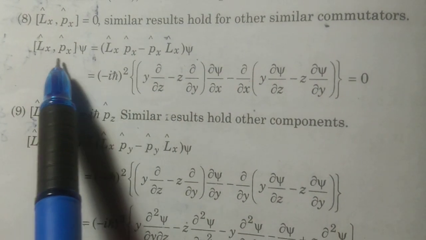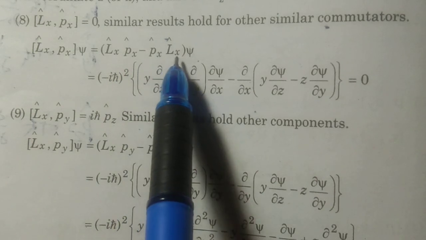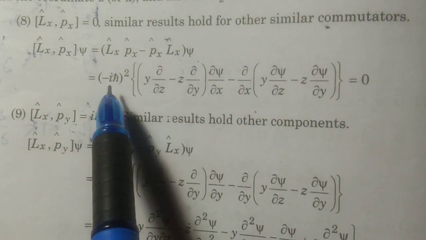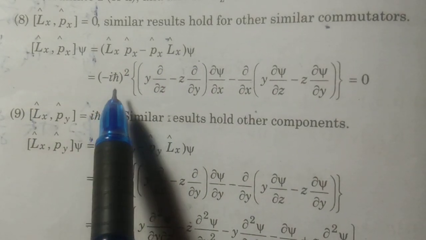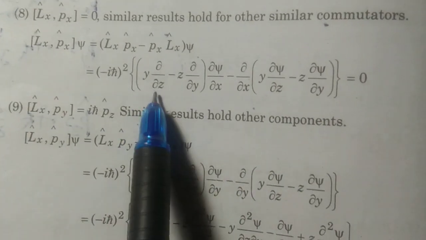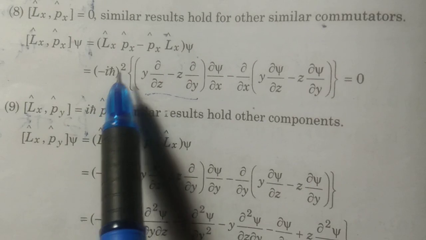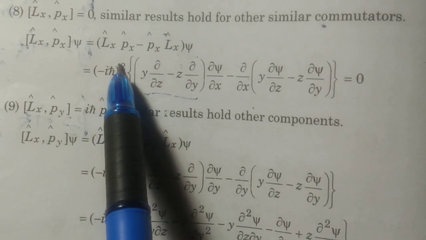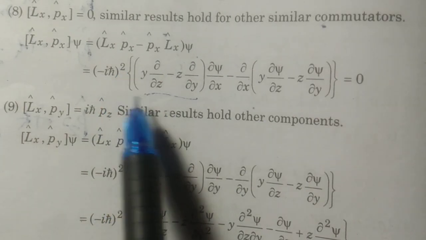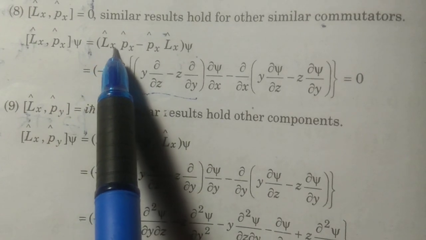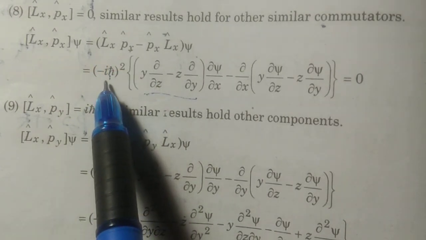So this can be proved as Lx Px minus Px Lx. This is equal to minus i h bar squared. This is the value of the Lx operator, with i minus i h. So here this is squared. So one i h, the minus i h, is of Lx, and one minus i h is of Px.